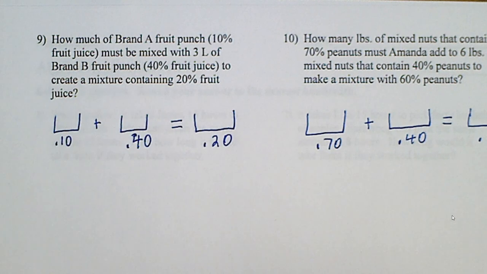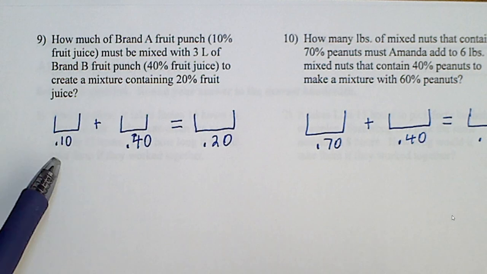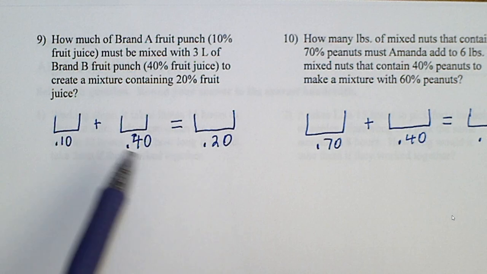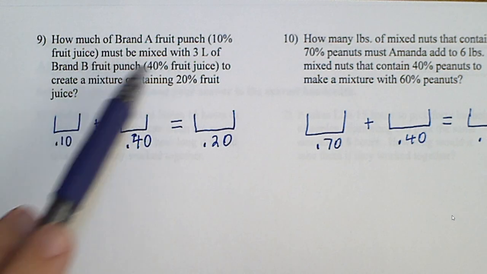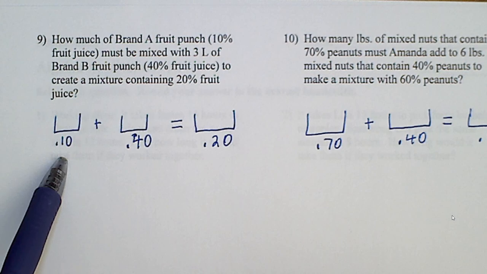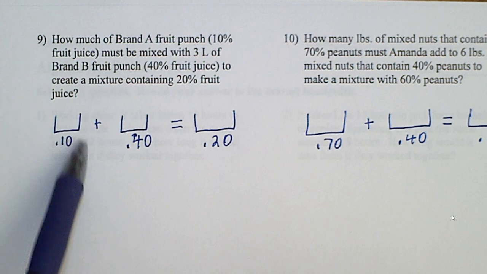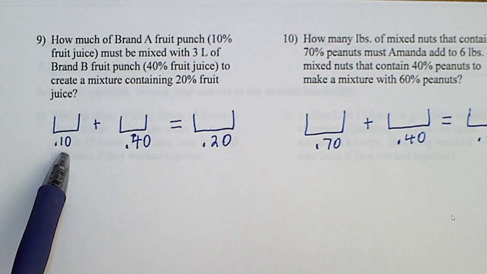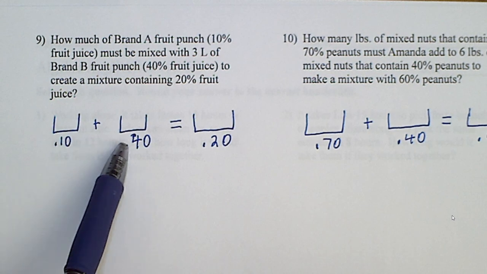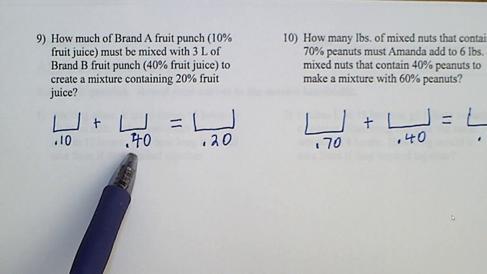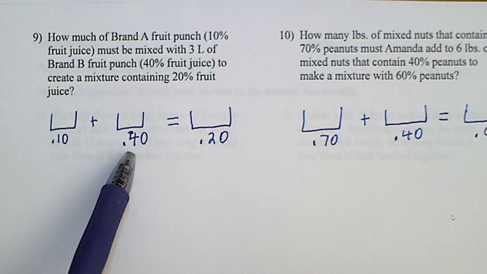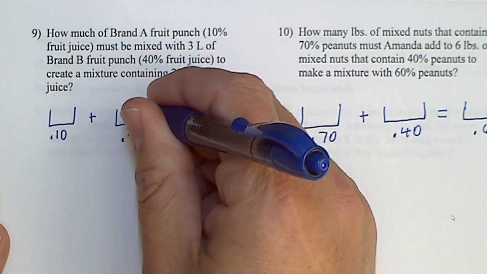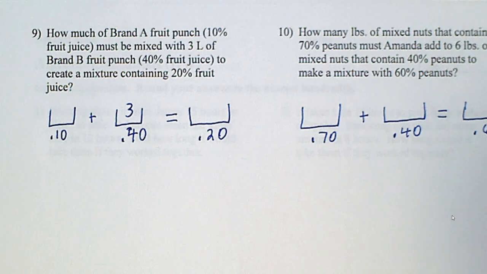So I always like to set them up this way, where you're basically looking at the containers. Notice I just drew out the containers. So we have brand A fruit punch, which is 10% fruit juice. So I just have a container here where I just have a 0.10 underneath it to represent 10%. And we're mixing that with 3 liters. That's at 40% for brand B. That's 40% fruit juice. Now we know we're putting 3 liters into that. So I'm going to put a 3 in that container because we know we're putting 3 units into that.